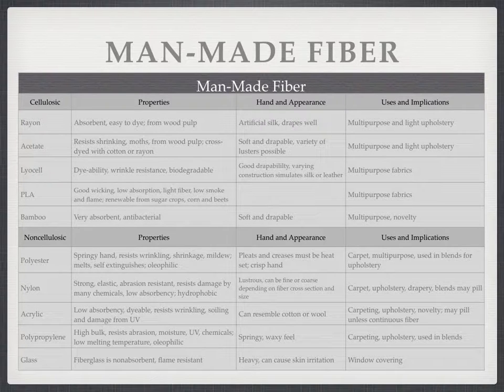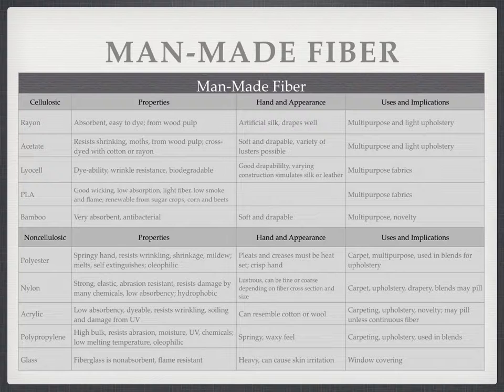And then bamboo is a nice one. What's really great about bamboo is it's antibacterial. Even though bamboo is a wood product and it's not soft at all, it's a very hard product, when it has been mechanically and chemically altered, it has a very soft and drapable hand. You'll see it mostly used in novelty fabrics, but maybe you'll see it mixed into some upholstered settings.